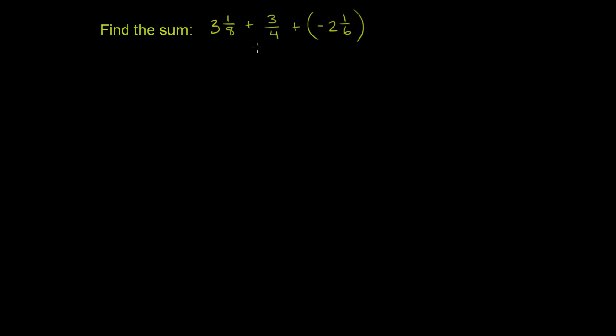Find the sum 3 and 1/8 plus 3/4 plus negative 2 and 1/6. Let's just do the first part first. It's pretty straightforward. We have two positive numbers.